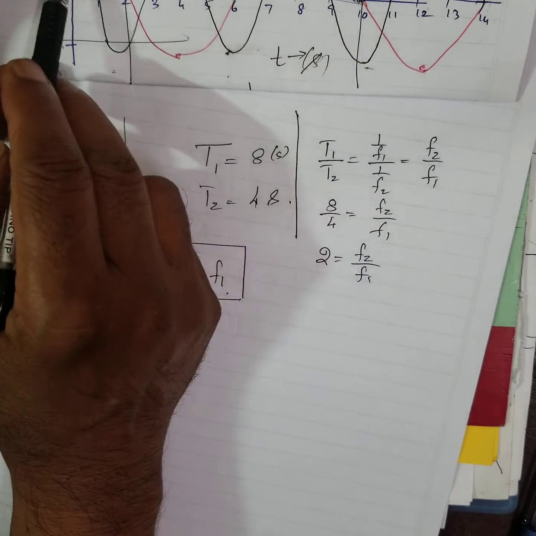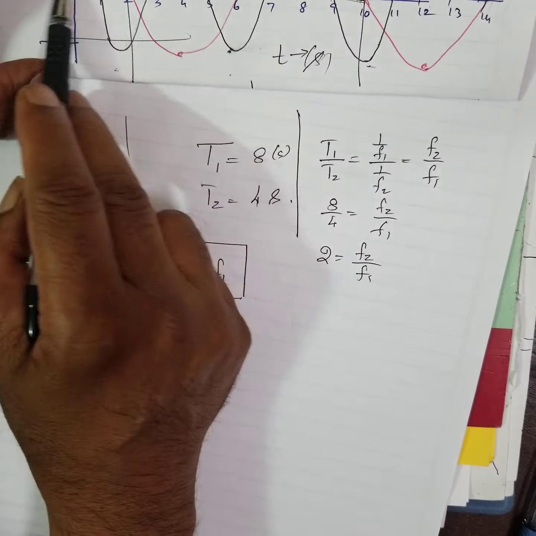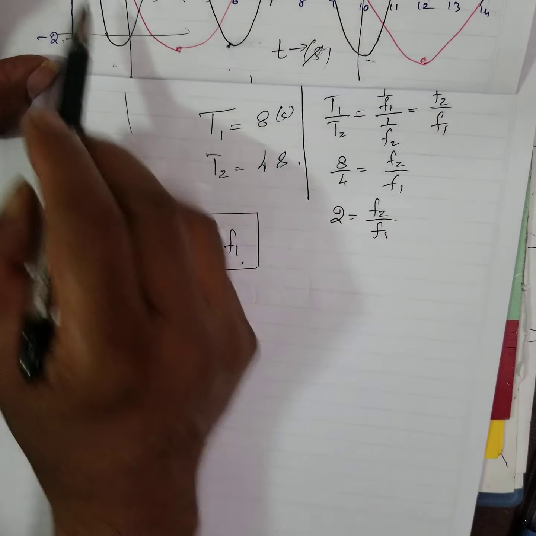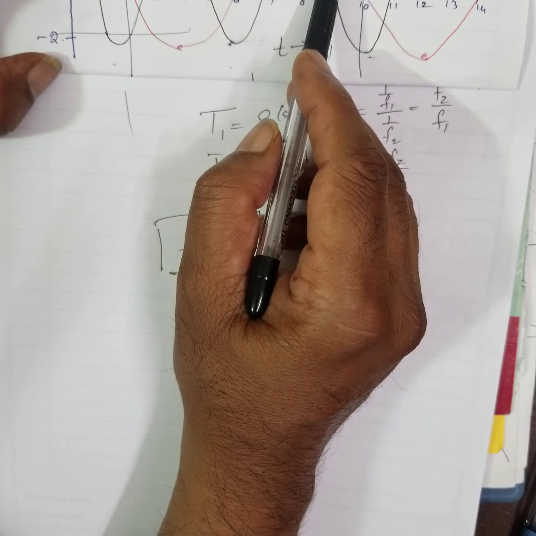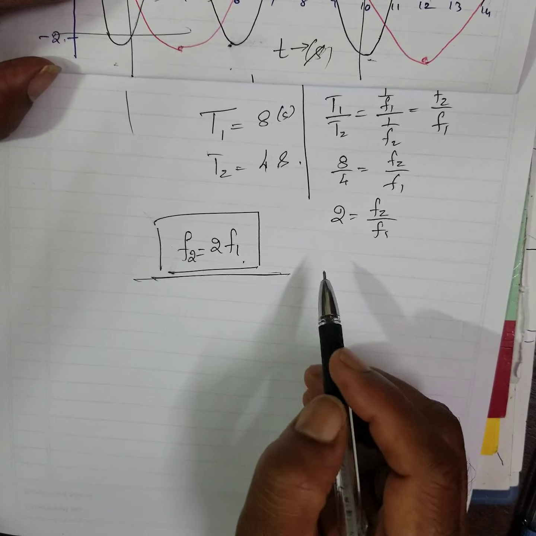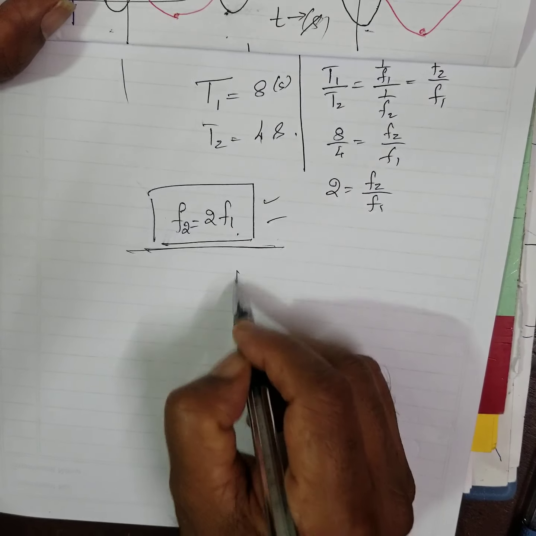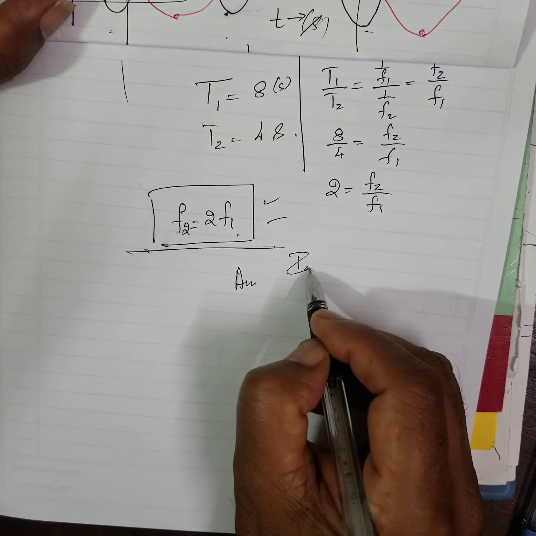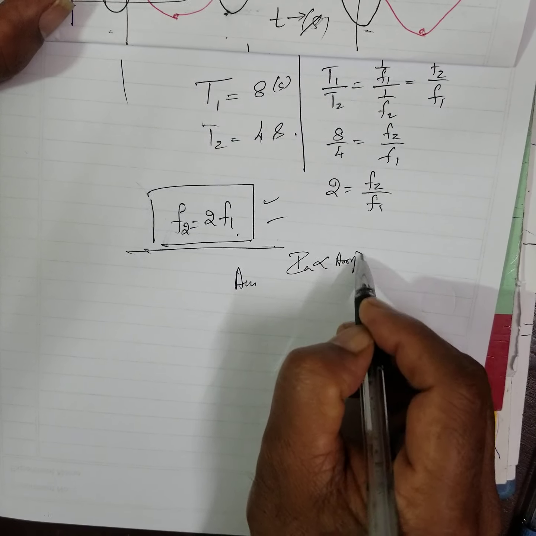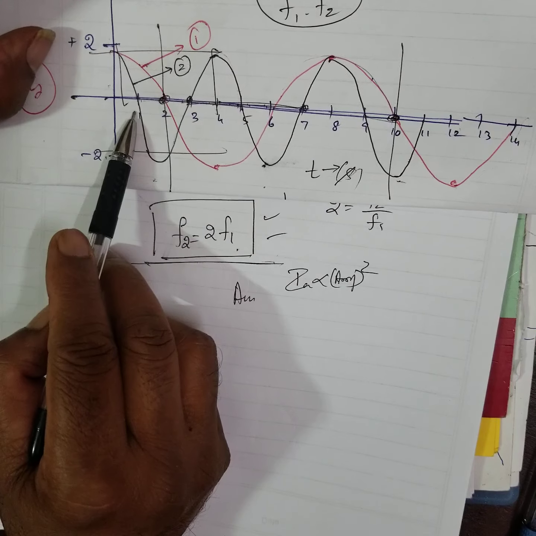That means, for every one wave here, two waves will be coming. For every one wave of the first, you get 2 waves. The frequency is 2 waves. But the amplitude is the same. Intensity is the square of the amplitude, we have studied. Energy is the same. Which has more energy? This one, because the frequency is more.